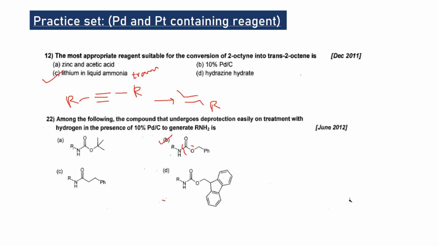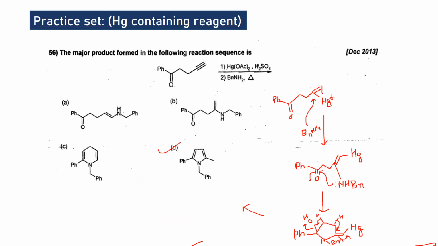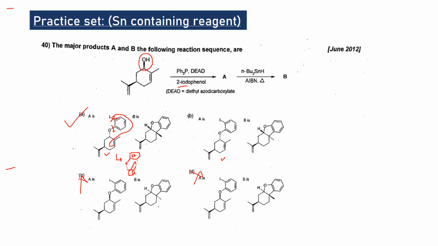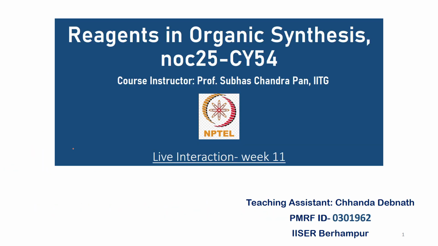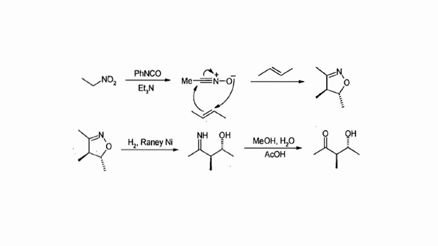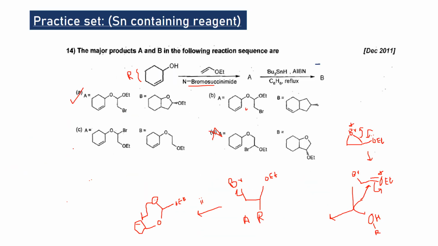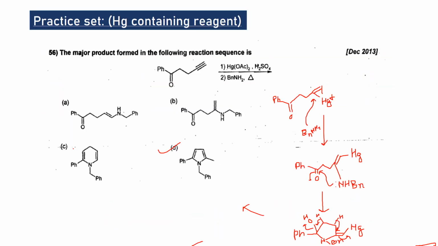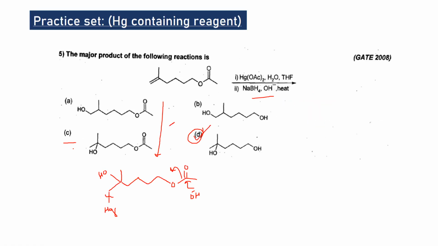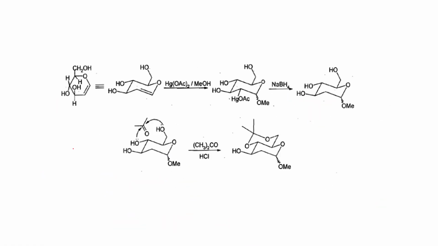So thank you everyone. This much for today's class. Today we have discussed different questions based on different types of metal containing reagents. First we started with nickel containing reagent and solved some questions based on that. Then we went into tin containing reagent. After that we solved some questions based on oxymercuration and demercuration.